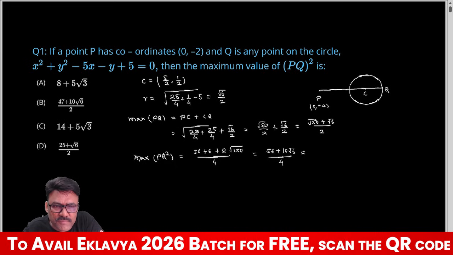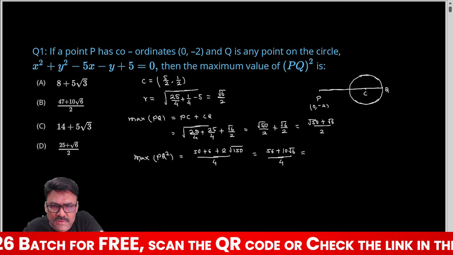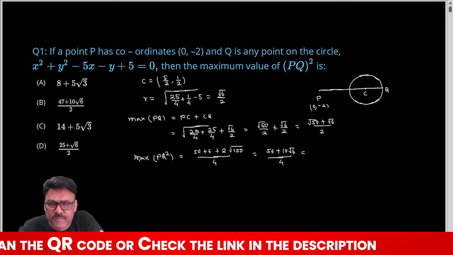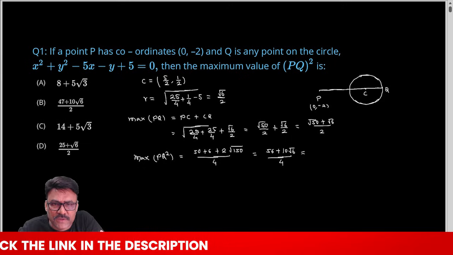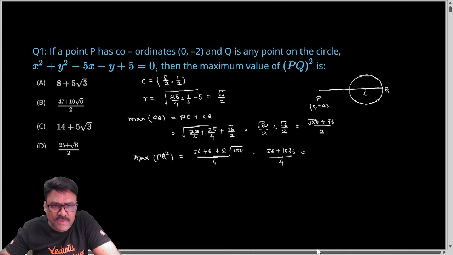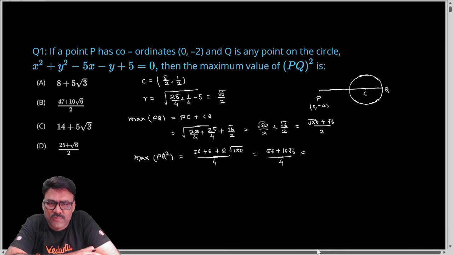But we don't have 28 plus 5 root 6 by 4 in the options. Let me check if I've made any calculation error. So P point is 0, comma, minus 2, right? Q is any point on the circle. Center of the circle is 5 by 2, comma, 1 by 2. Radius is under root g square, 25 by 4, f square, 1 by 4, minus c. So 26 by 4 minus 20, so root 6 by 4, root 6 by 2. PC distance is 5 by 2 minus 0, 25 by 4, 1 by 2 plus 2, again 25 by 4. CQ distance is the radius, which is root 6 by 2. So 25 and 25, 50, root 50 by 2 plus root 6 by 2.